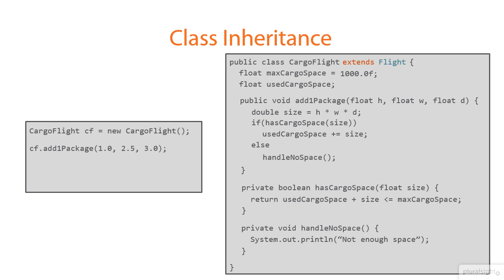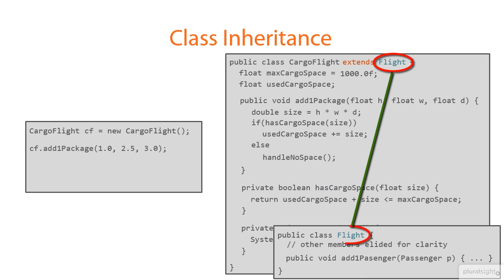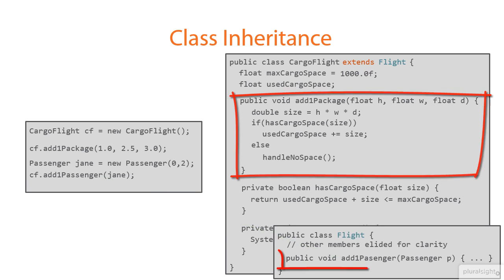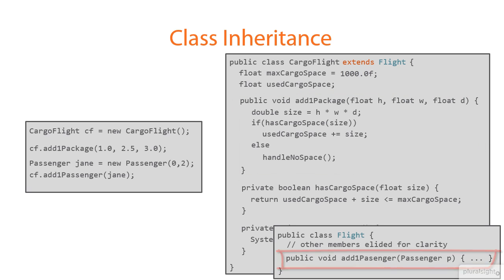Now remember that since our cargo flight extends flight, it's going to have access to the characteristics of the flight class. So our flight class has this add one passenger method. So with a cargo flight, we can go ahead and new up an instance of a passenger, in this case Jane, and still add one passenger, Jane, to the cargo flight. So we've got these extended capabilities as well as the base class capabilities.